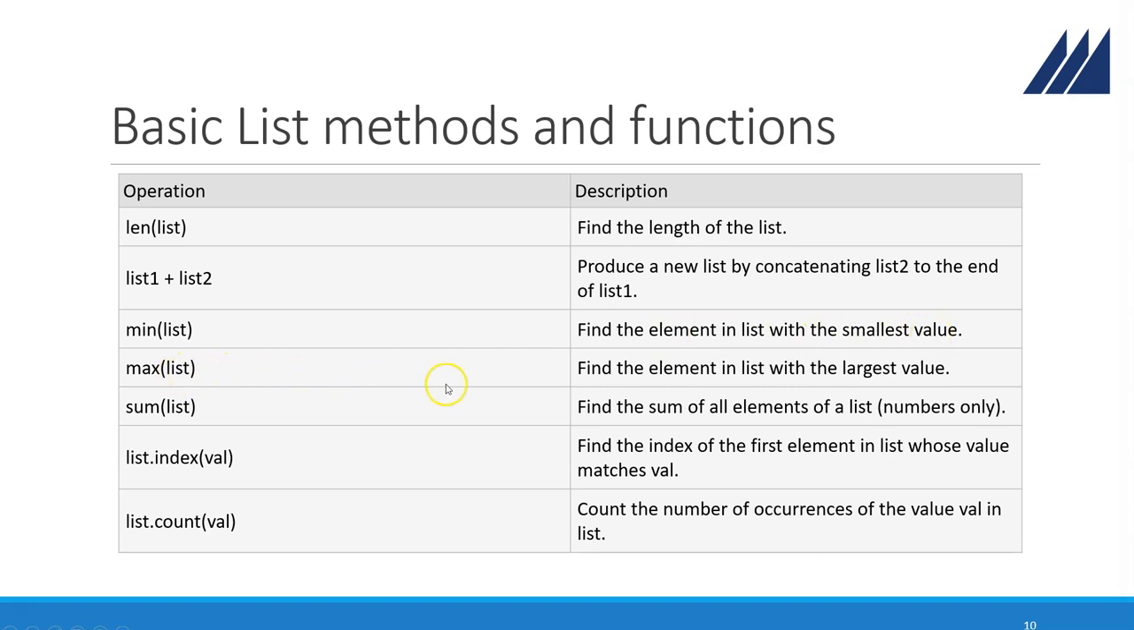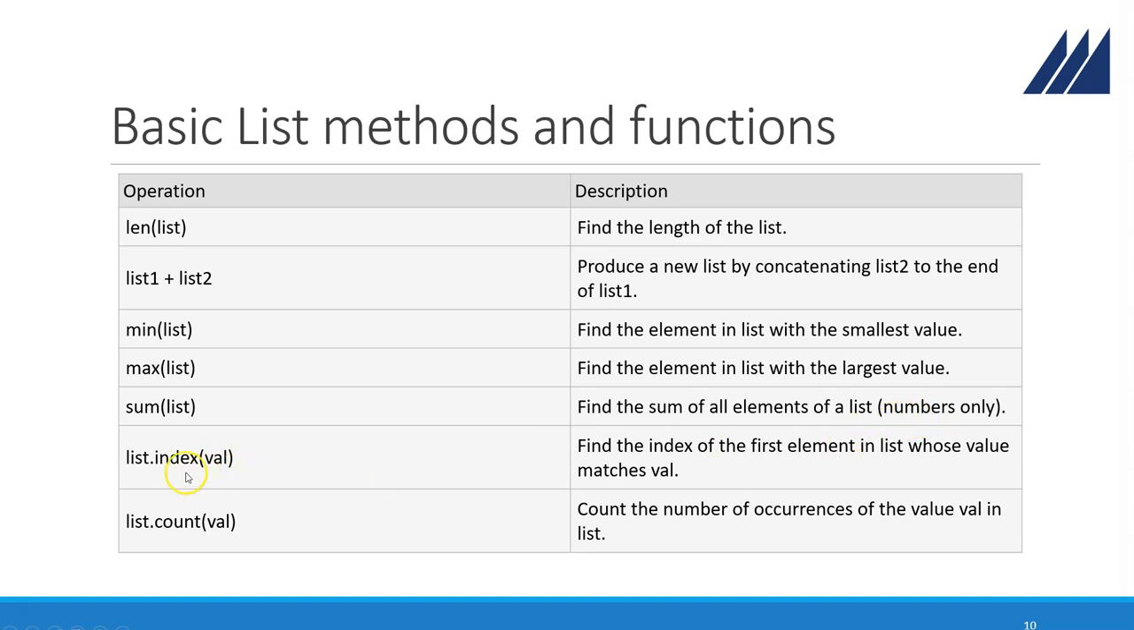Same thing with the max. It's going to find out what the max is. You notice over here when I call the min and the max, I pass to it the name of my list. We also have a function called sum. Sum will find the sum of all elements of the list, but the list has to be all numbers.